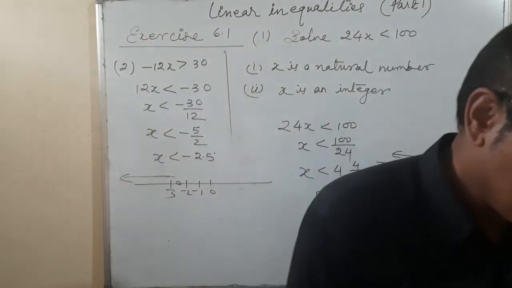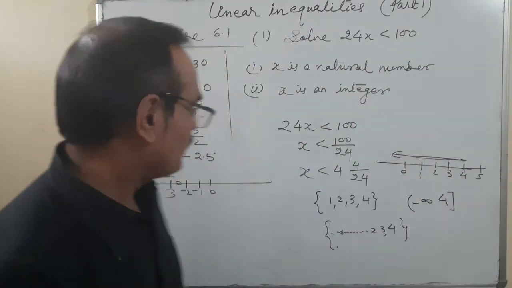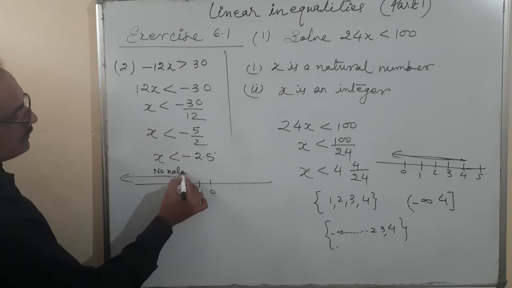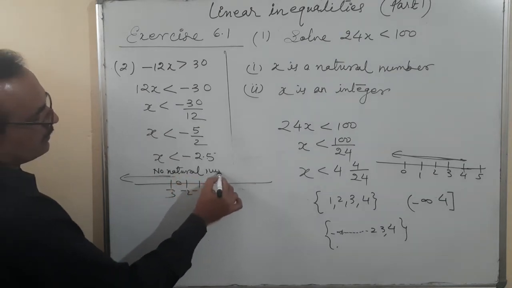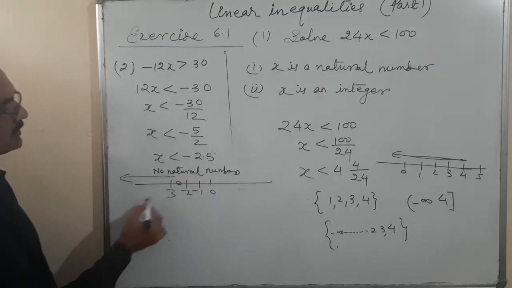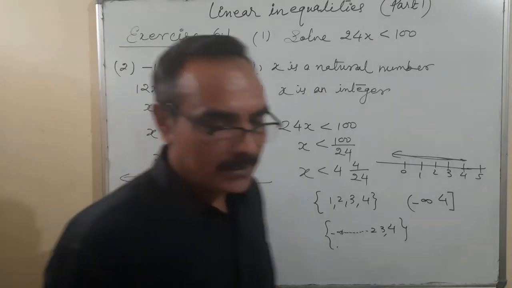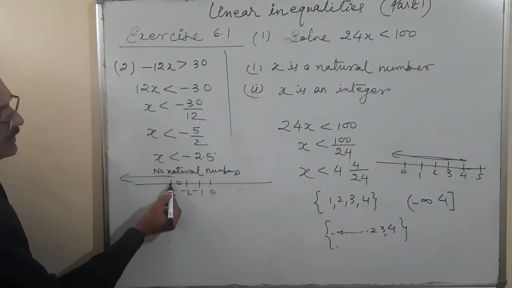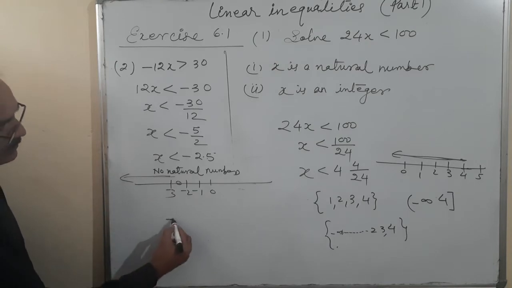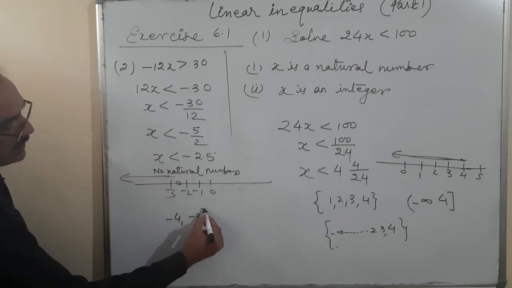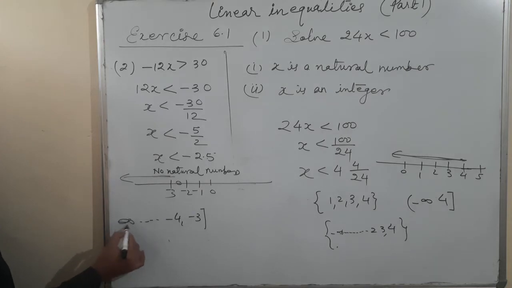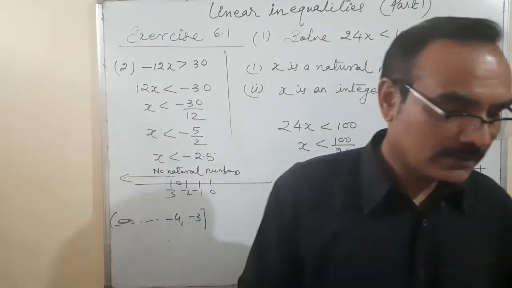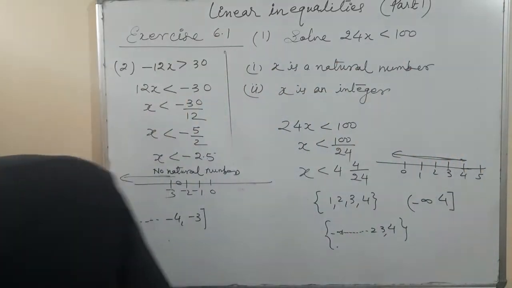In the question they are asking, first, x is a natural number: no natural number. And the second part is x is an integer. So the integers start from minus 3 and so on: minus 4, minus 3 is the last here, and it goes to infinite with a minus sign. Clear? So this is the condition.